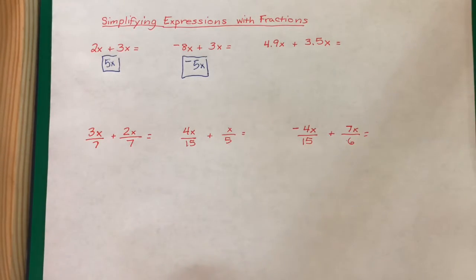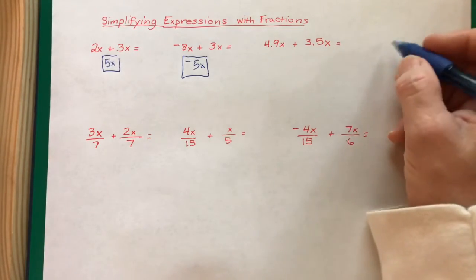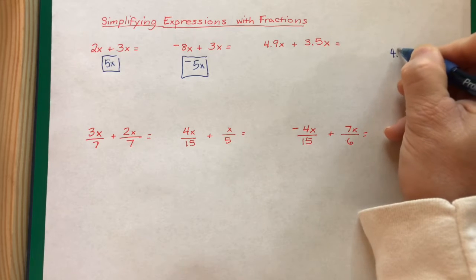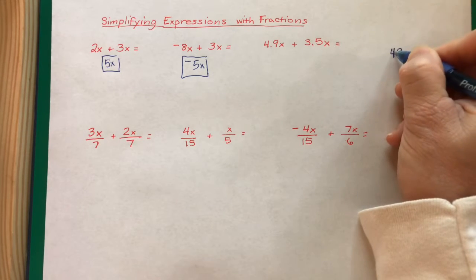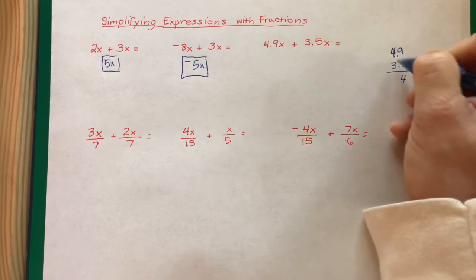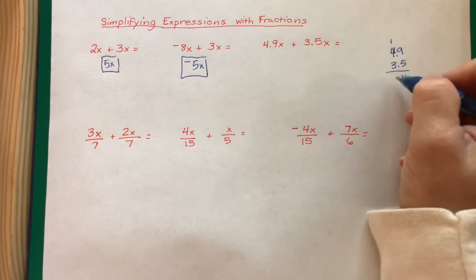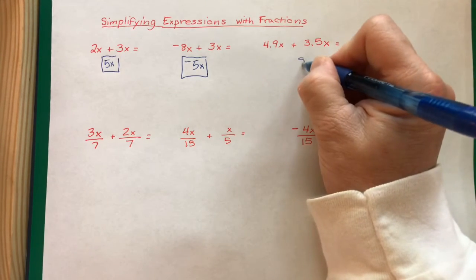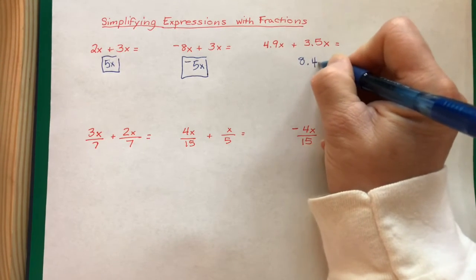Now let's look at one with decimals. That's not really a problem either. 4.9x plus 3.5x. If you need to, you can go over on the side and add your 4.9 and your 3.5. You get 14, carry the 1, you'll have 8.4. So the answer to this one is 8.4x.